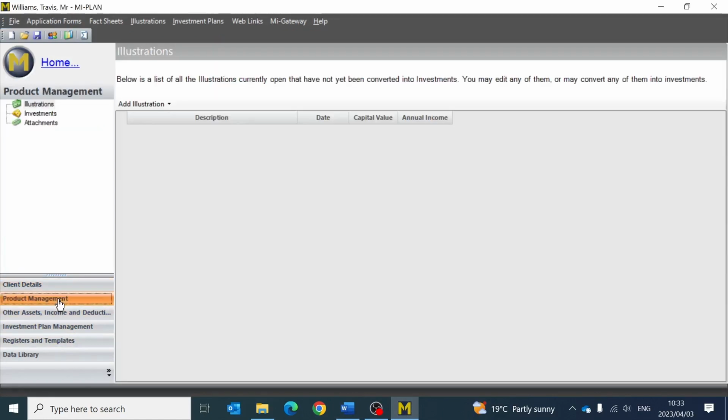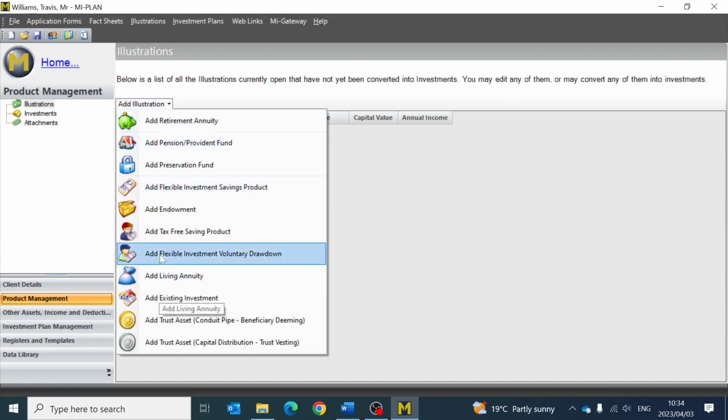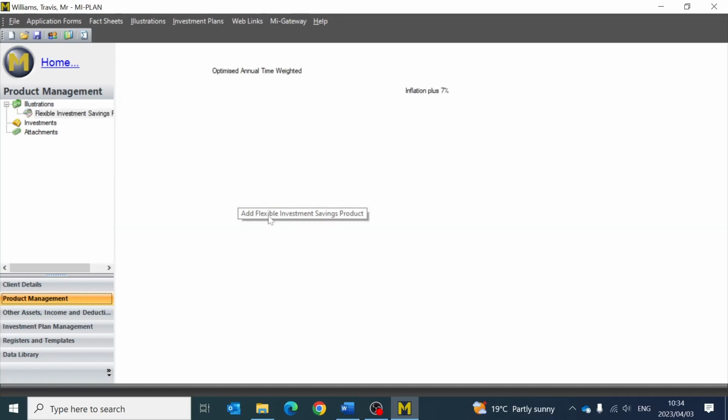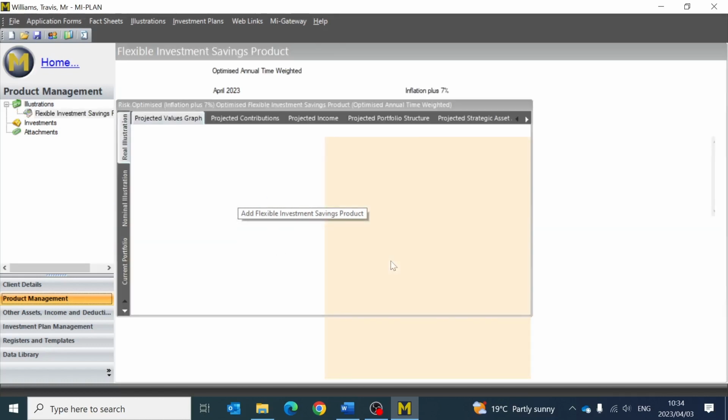So under product management, so product management is the level at which you'll add normal products that you'll find on a platform. So yeah, you can see retirement annuity, preservation fund, endowment, living annuity, and so on. We are looking for a flexible investment savings product. So that's normal discretionary investment.